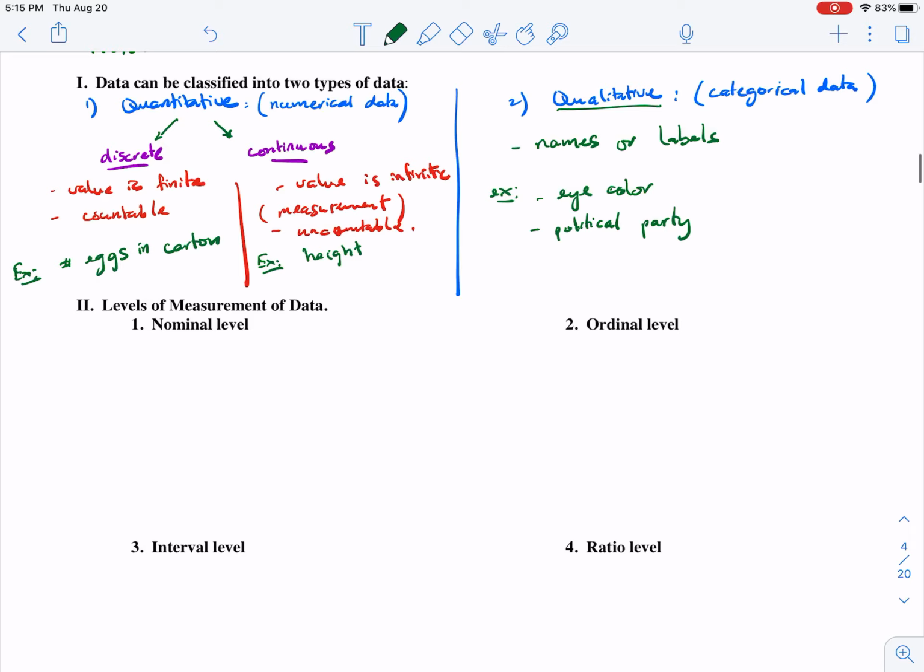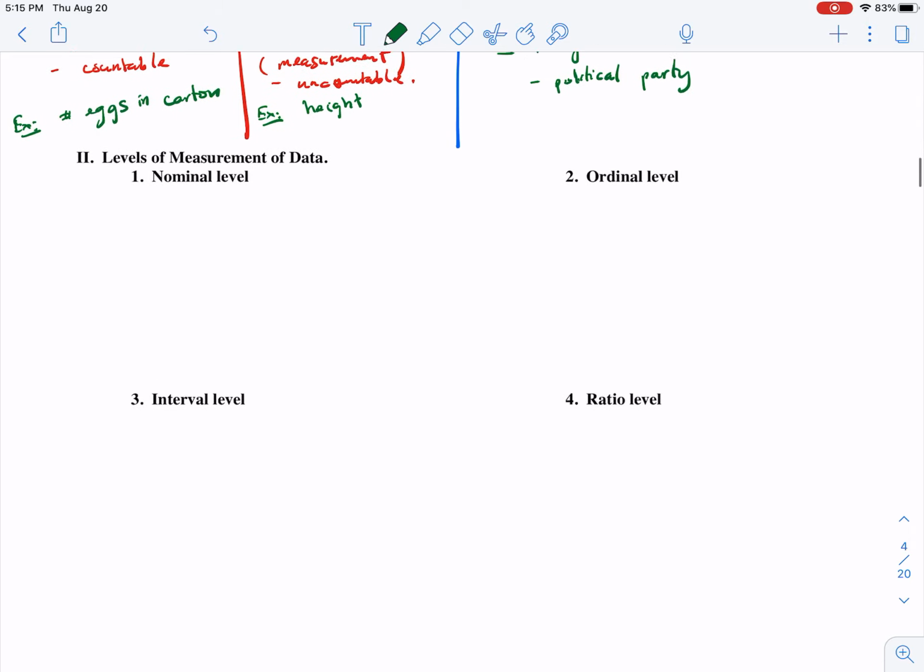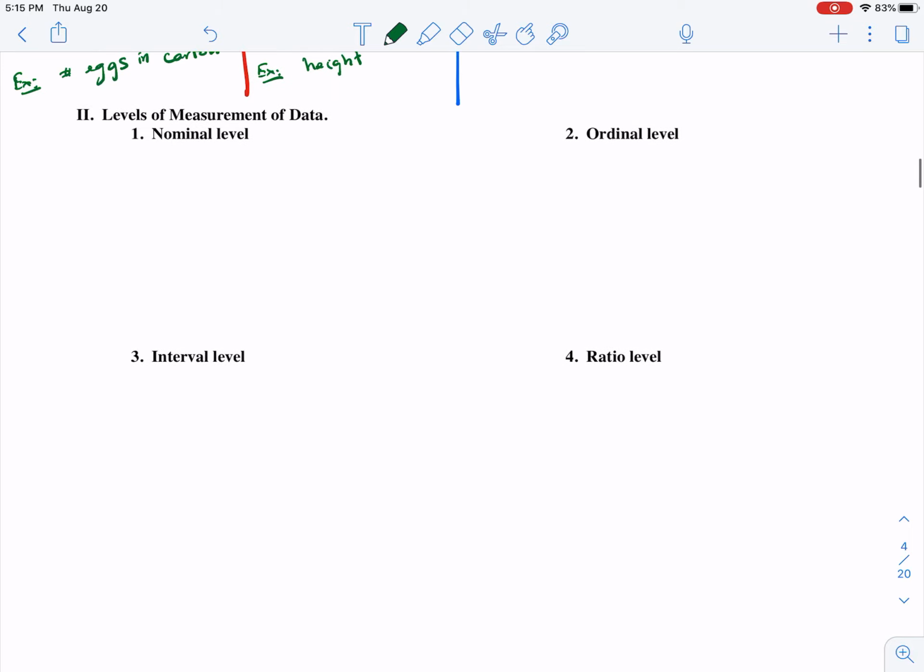So after we classify data, we can also look at how to determine the level of measurement of data. I think the first one is for qualitative, and these three are going to be quantitative. So let's go through that, and then we'll describe what the different levels of measurement will be.